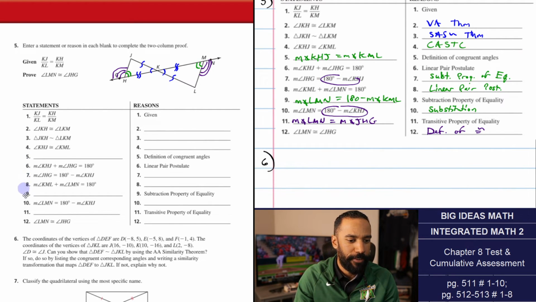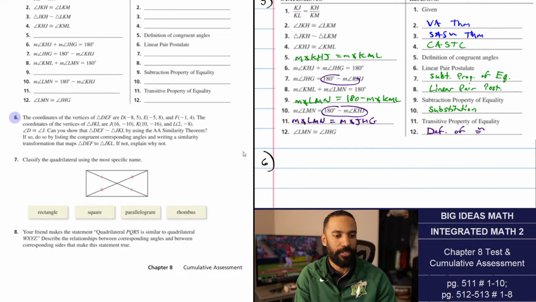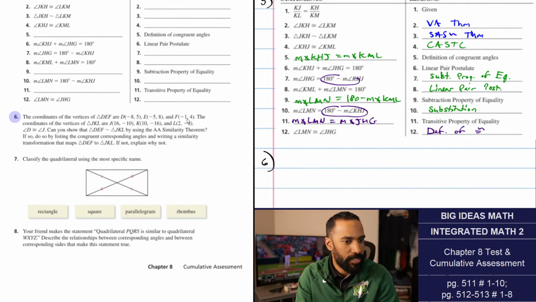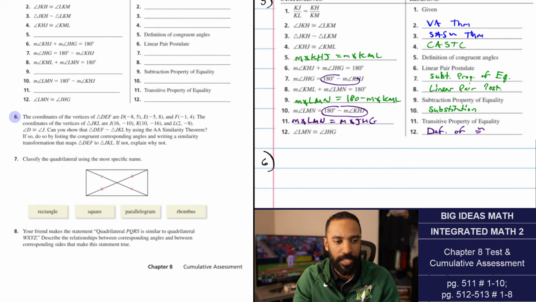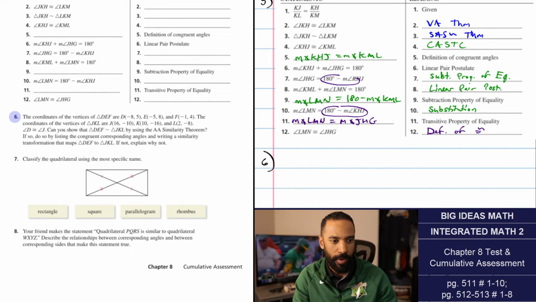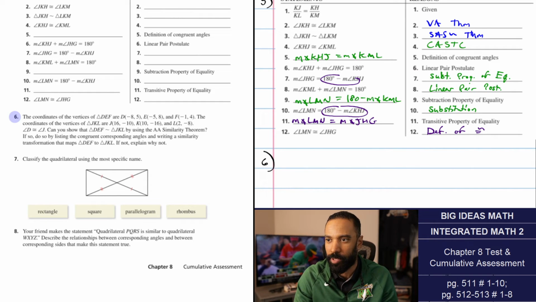The coordinates of the vertices of triangle DEF are this. The coordinates of the vertices of triangle JKL are this. Angle D is congruent to angle J. Can you show that triangle DEF is similar to triangle JKL by using the angle-angle similarity theorem? If so, do so by listing the congruent corresponding angles and writing a similarity transformation that maps. If not, explain why not.